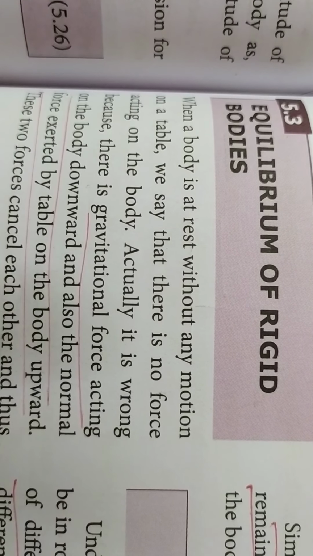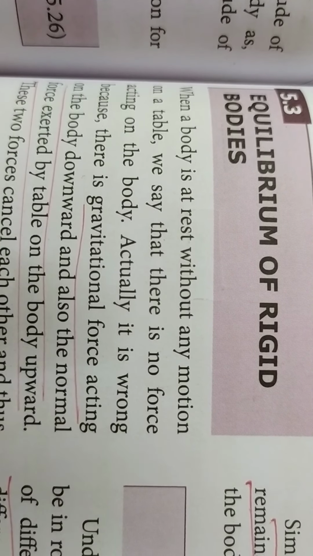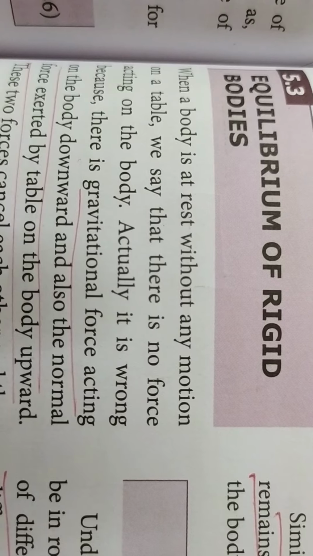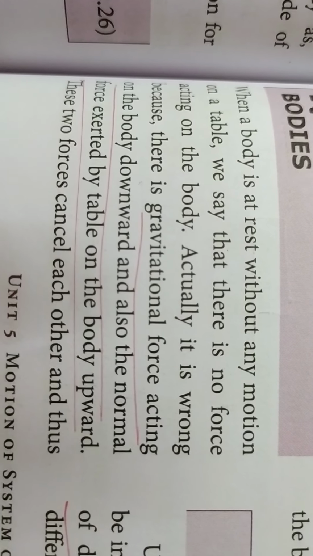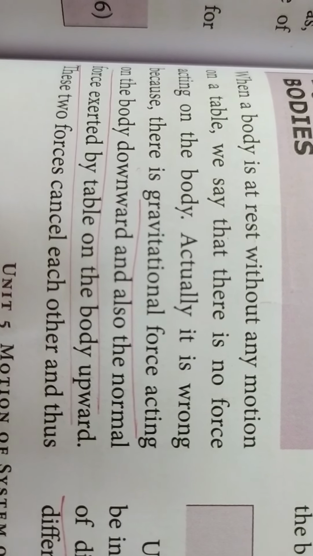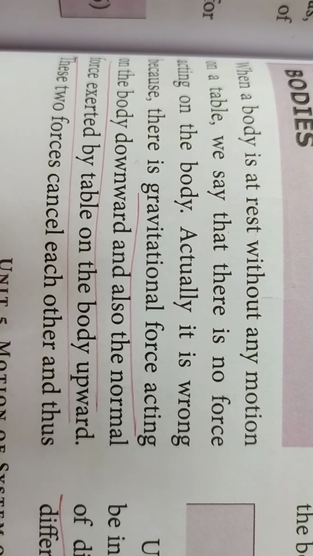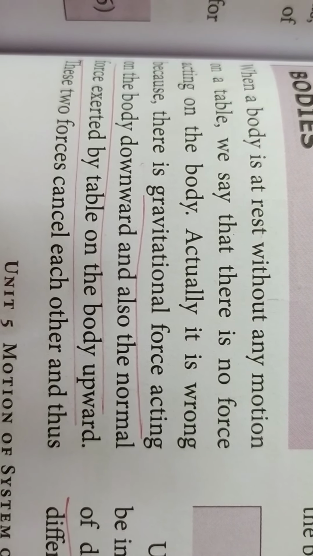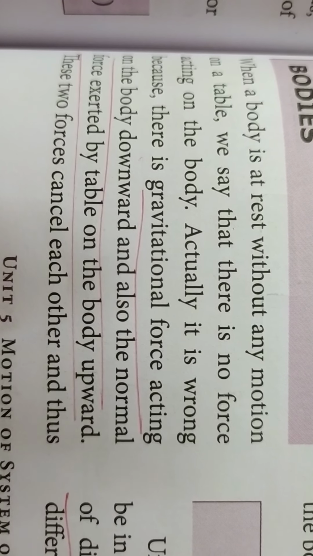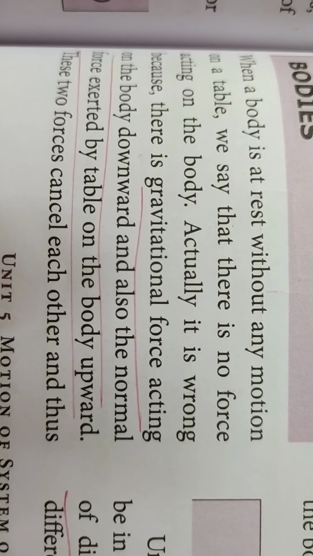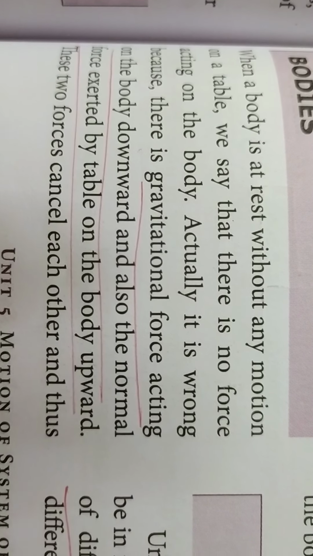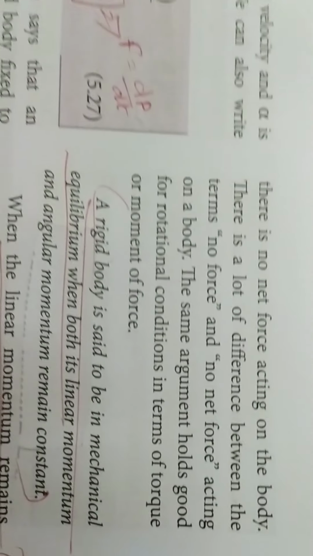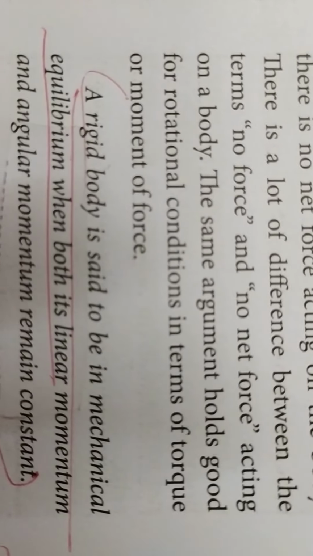So what is equilibrium? Equilibrium means the body is at rest without any motion. That is called equilibrium. It doesn't mean that there is no force acting on the body. When you keep anything on the table, there will be two forces acting. For example, if you keep a book on the table, the gravitational force acts on the body vertically downward and the normal force exerted by the table acts on the body upward. So there is one downward force and one upward force. They are both the same, so there is no net force. We cannot say there is no force, but there is no net force.